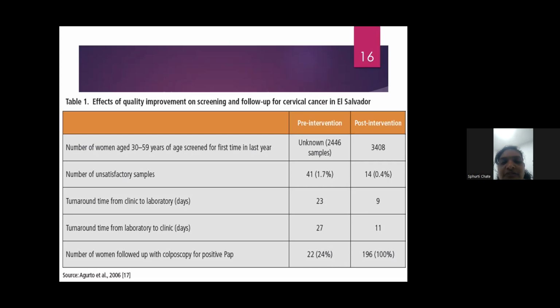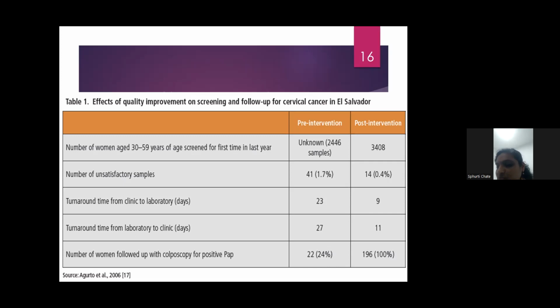So there is a significant quality improvement on screening and follow-up for cervical cancer after intervention. So post-intervention, the second column, if you all see, there is good quality improvement. So this itself shows that if the implementation is done in a proper way, it is successful. This is called successful implementation.